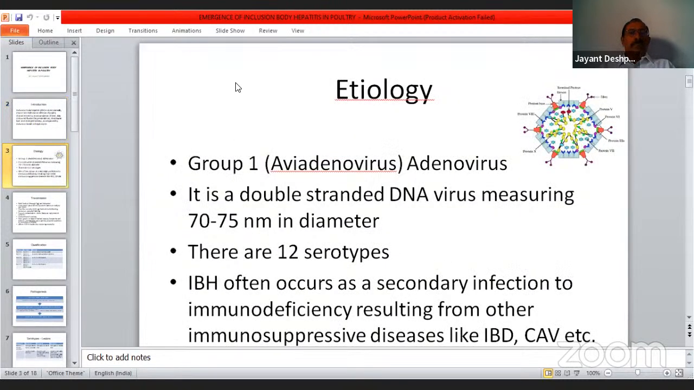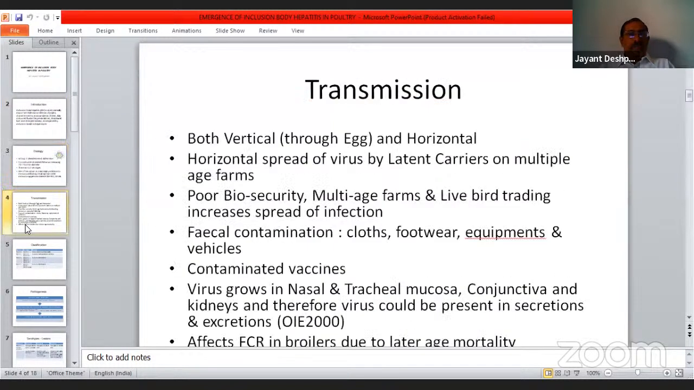So, etiology: it belongs to adenovirus group 1. It's a DNA virus, and it has several serotypes; as of now, 12 serotypes have been identified. And normally, IBH occurs as a secondary infection to immunodeficiency caused by IBD or CAV-like diseases, which are very commonly present in the field. So this is a brief about etiology.